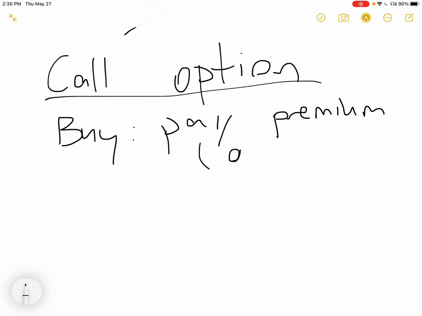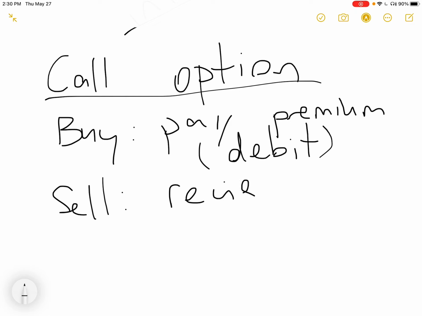So if you pay a premium, you basically deduct money from your account. If you sell an option, you basically receive premium. And you can use both to your advantage.